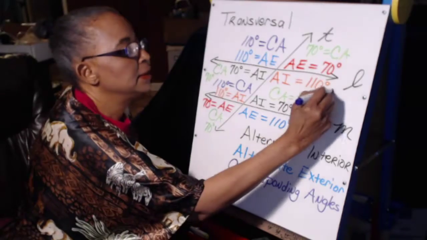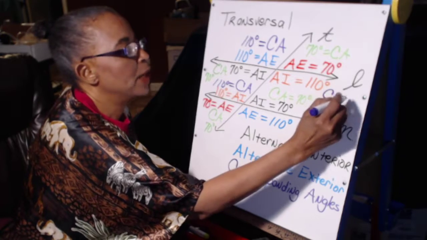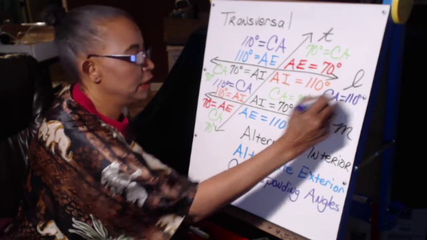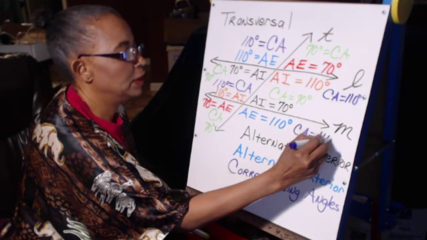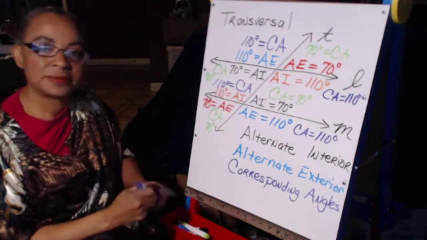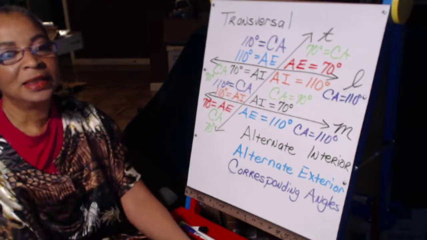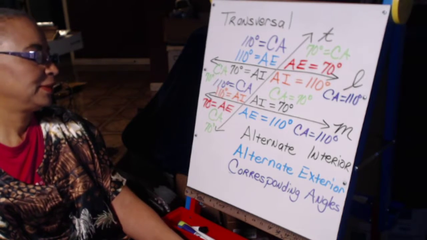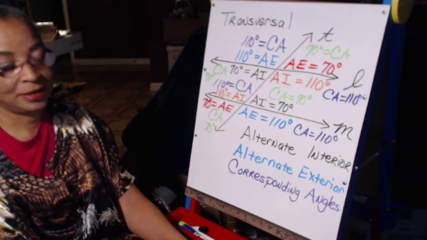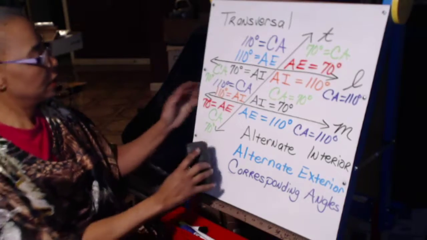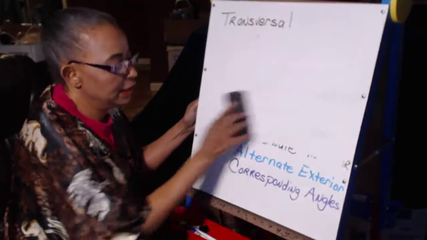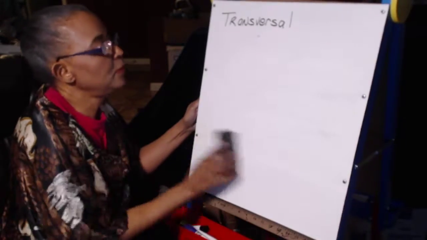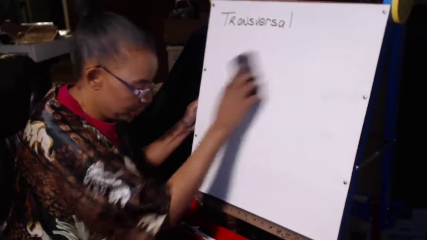And here my corresponding angle is 110 degrees, and my corresponding angle is 110 degrees. Ooh, confusing? Yes. So, let's look at this without any numbers.